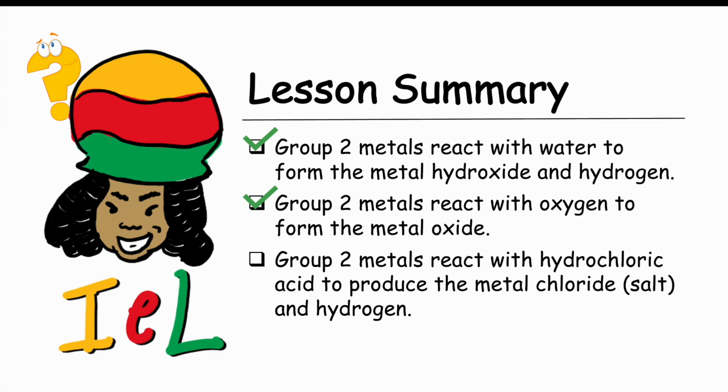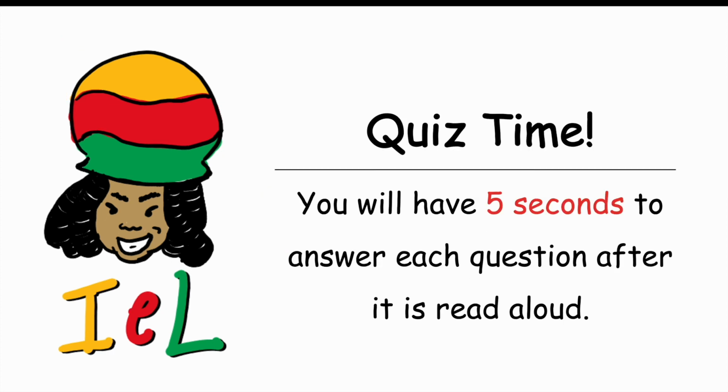Group 2 metals react with oxygen to form the metal oxide. Group 2 metals react with hydrochloric acid to produce the metal chloride, which is a salt, and hydrogen gas. It's quiz time, and you have 5 seconds to answer each question after it is read aloud.